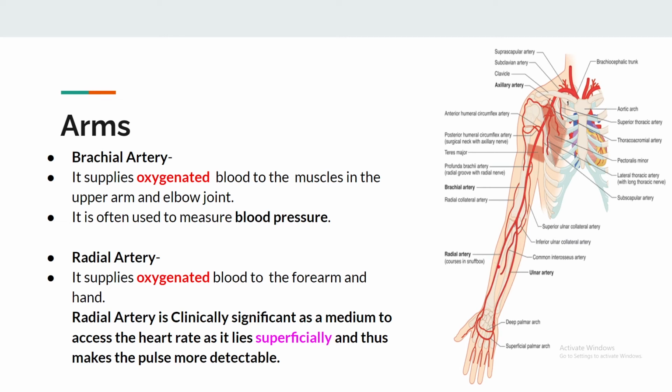This radial artery supplies oxygenated blood to the forearm and the hand, and this radial artery is clinically significant as a medium to assess the heart rate as it lies superficially and thus makes the pulse more detectable. So pulse is measured in radial artery.